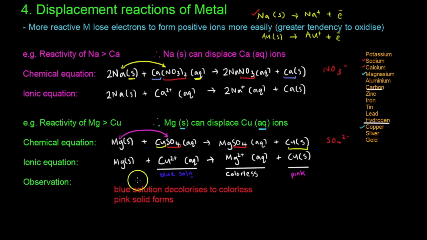This one is a bit special because it has an observation here. Basically, copper 2 plus, as we learned in the previous chapter, is a blue solution. Mg2 plus, being a group 2 metal, is colorless in solution, and copper solid is pink. So what we will observe when this reaction takes place is that the original blue solution, upon the reaction finishing, will become a colorless solution. And a pink solid will form because it does not dissolve in the magnesium sulfate solution, so it forms its own pink solid.